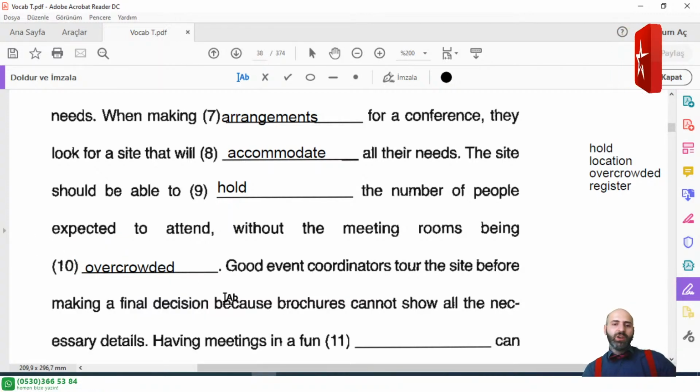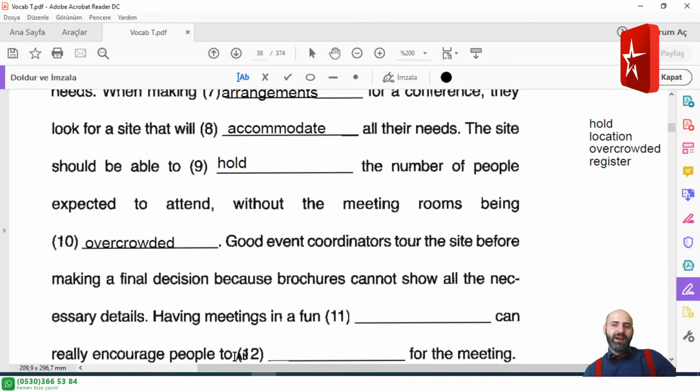Good event coordinators tour the site before making a final decision, because brochures cannot show all the necessary details. Having meetings in a fun blah blah blah can really encourage. In a fun register or in a fun location? Number 11. Register or location?